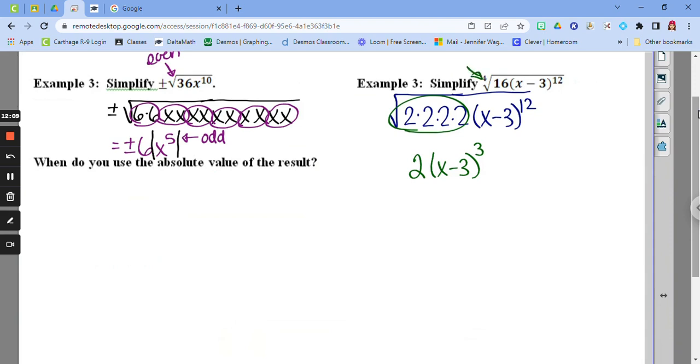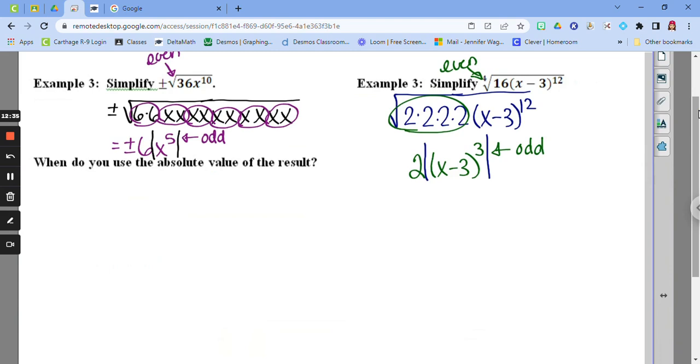Even index. Odd exponent. You need absolute value. And when you get your final answer, you still don't have to multiply that out. Just leave it with the exponent on it. The goal here is to see, did you simplify it correctly with those exponents?